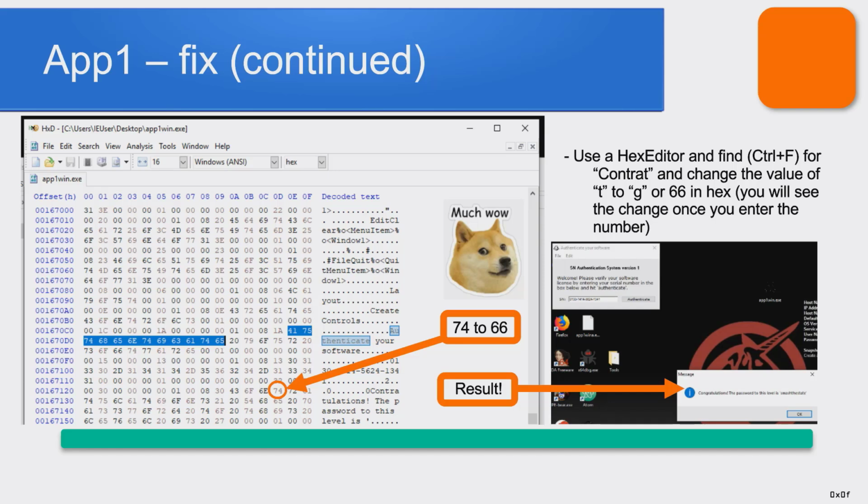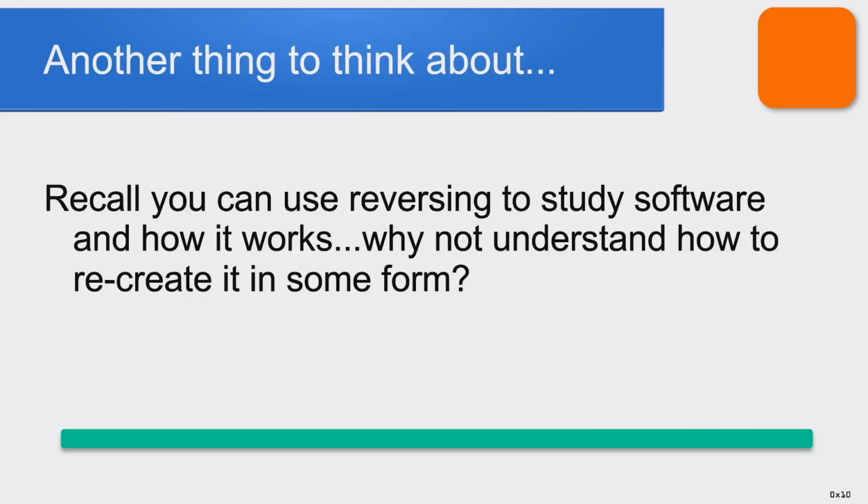So then here's everything basically fixed. I go from 74 to 66, again the T to the G. And then I enter the serial number over here on the right-hand side, and it says congratulations. So that is app 1. It is fixed, and we found the serial number.